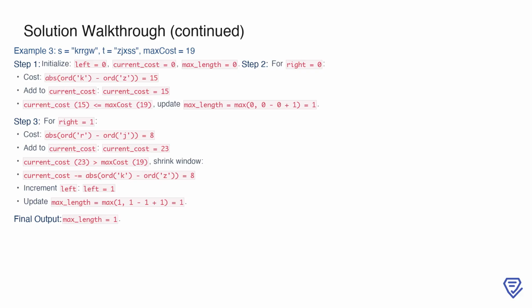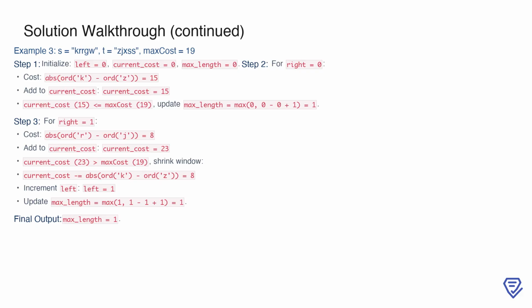As before, we initialize left to 0, current_cost to 0, and max_length to 0. For right equal to 0, the characters are s and t. The cost of this transformation is 15, so adding it to current_cost makes it 15. Since 15 is less than or equal to max cost, we calculate the substring length as 0 to 0 plus 1, which is 1, and update max_length to 1.